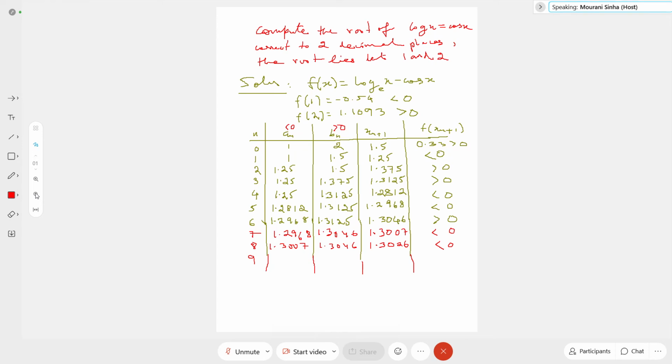So negative means the new value will go to the negative column, 1.30. So now it is perfect. We got all the same in 2 consecutive steps. So very good, all of you who have solved. And what is the mid value?